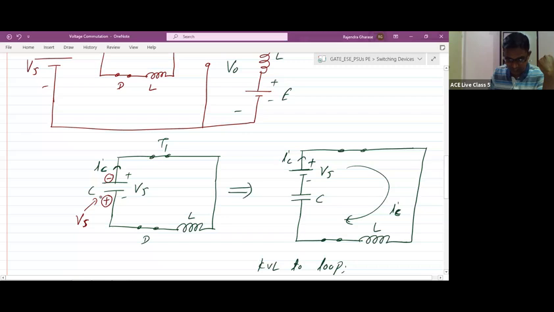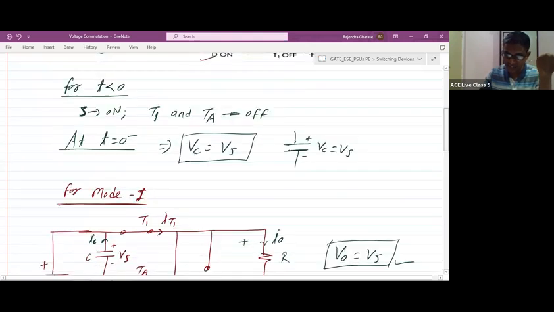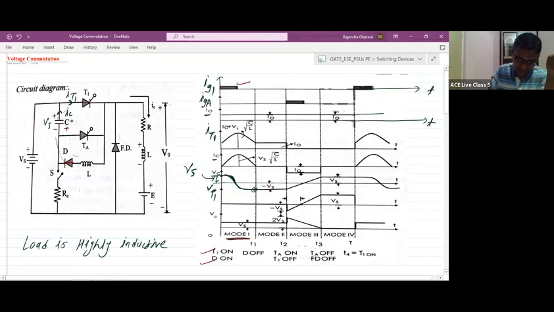So now this is plus, this is minus. Can we say that a higher potential will appear at the cathode of the diode, and this is the anode of the diode? Yes or no? You can check the circuit. So when the capacitor discharges and charges to the reverse polarity, our diode D will be in the reverse bias mode. So diode D will turn off.